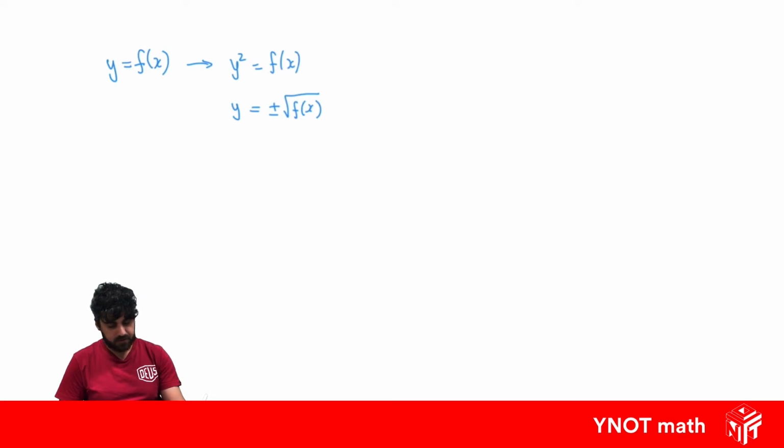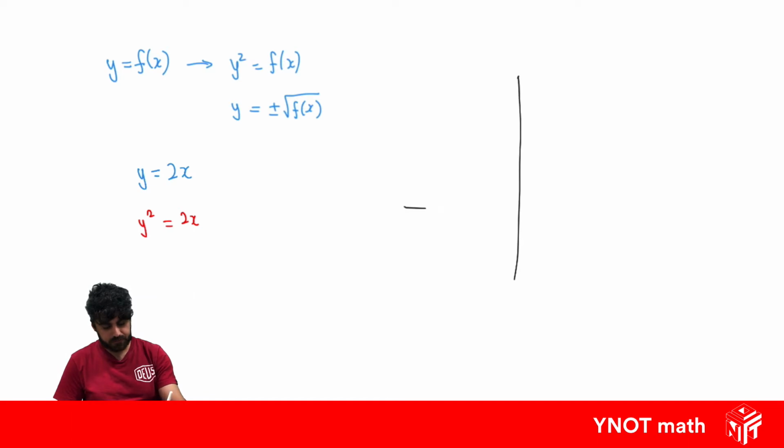Let's look at if we have y equals 2x. We're going to want to sketch the y squared function, y squared equals f of x. So let's draw in our xy axis, and let's sketch y equals 2x, which is going to be something like that.